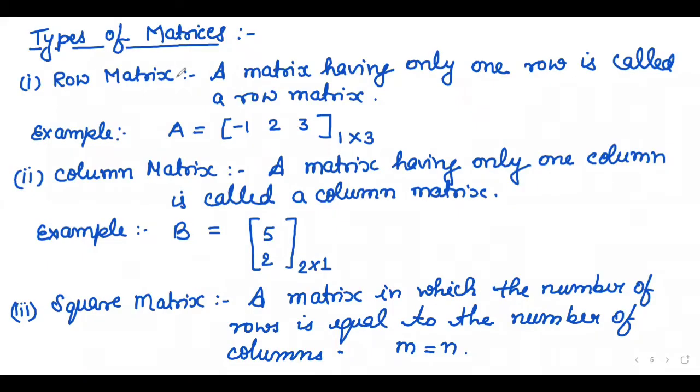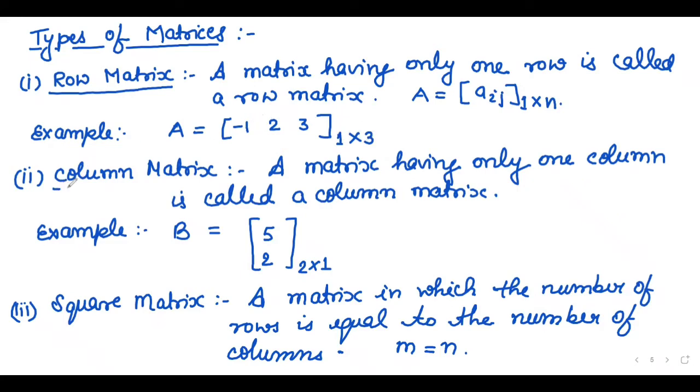Now I am going to start the types of matrices. The first type is the row matrix. A matrix having only one row is called a row matrix. We can write it as matrix A = [Aij], where the row is 1, so 1 by n. So this is a row matrix. The example I have taken here is A = [-1, 2, 3], where the row is 1 and the number of columns is 3. So this is a 1 by 3 row matrix.